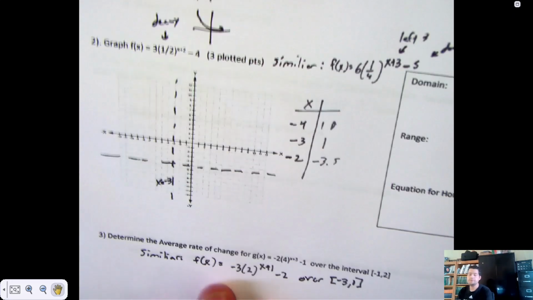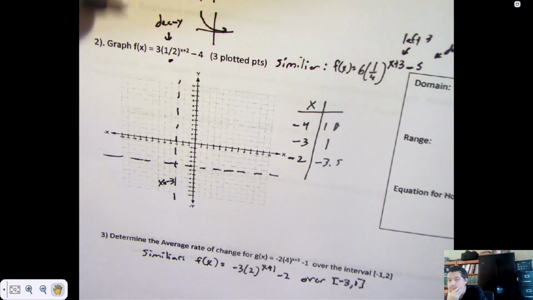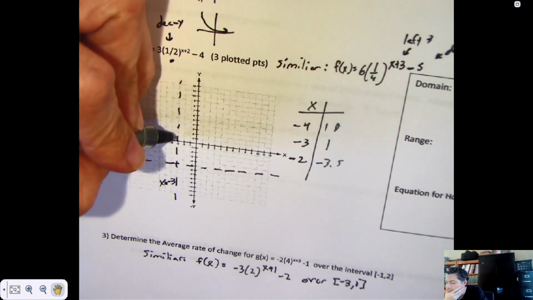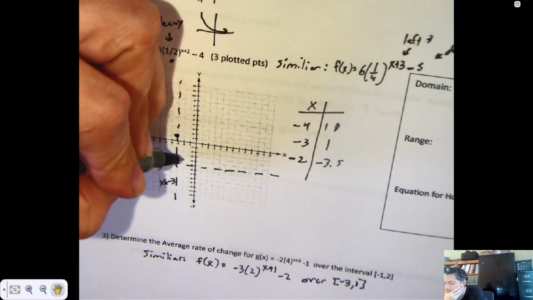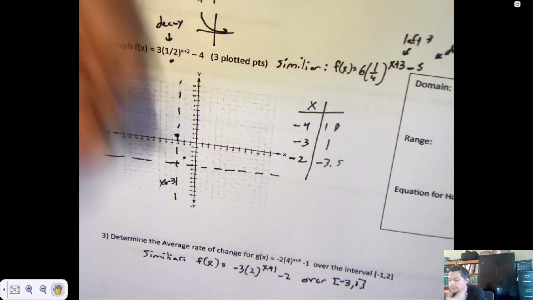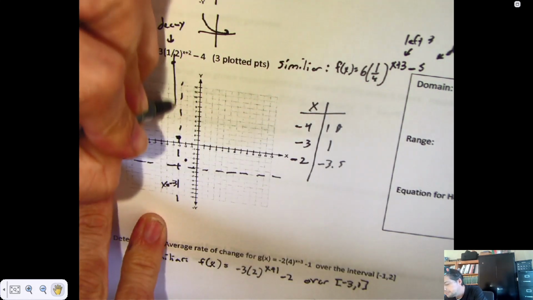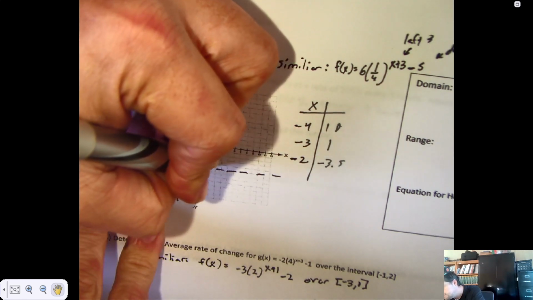So it's doing what it's supposed to do. It's starting high off the grid. At negative 4, it's legit off the grid. Negative 3, you're at 1. And at negative 2, you're at negative 3.5. And the rest of this is based on realizing it's decay. You're going to start up at positive infinity, and you're going to fall, and then you're just going to flatline right on out along that asymptote.